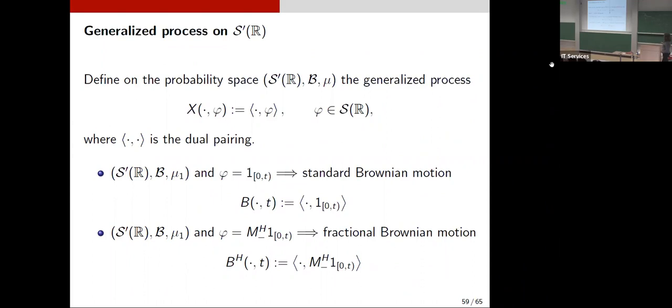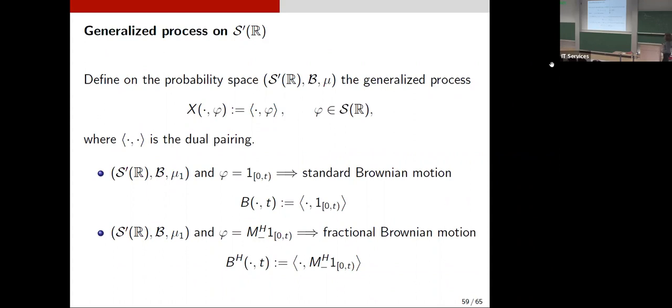By means of what I said before, we can define generalized processes on the dual of this space by considering the dual pairing, and we apply it to the indicator function here. So in the case of the white noise space, if we apply this dual pairing to the indicator function of the interval [0, t], we are back to the standard Brownian motion.